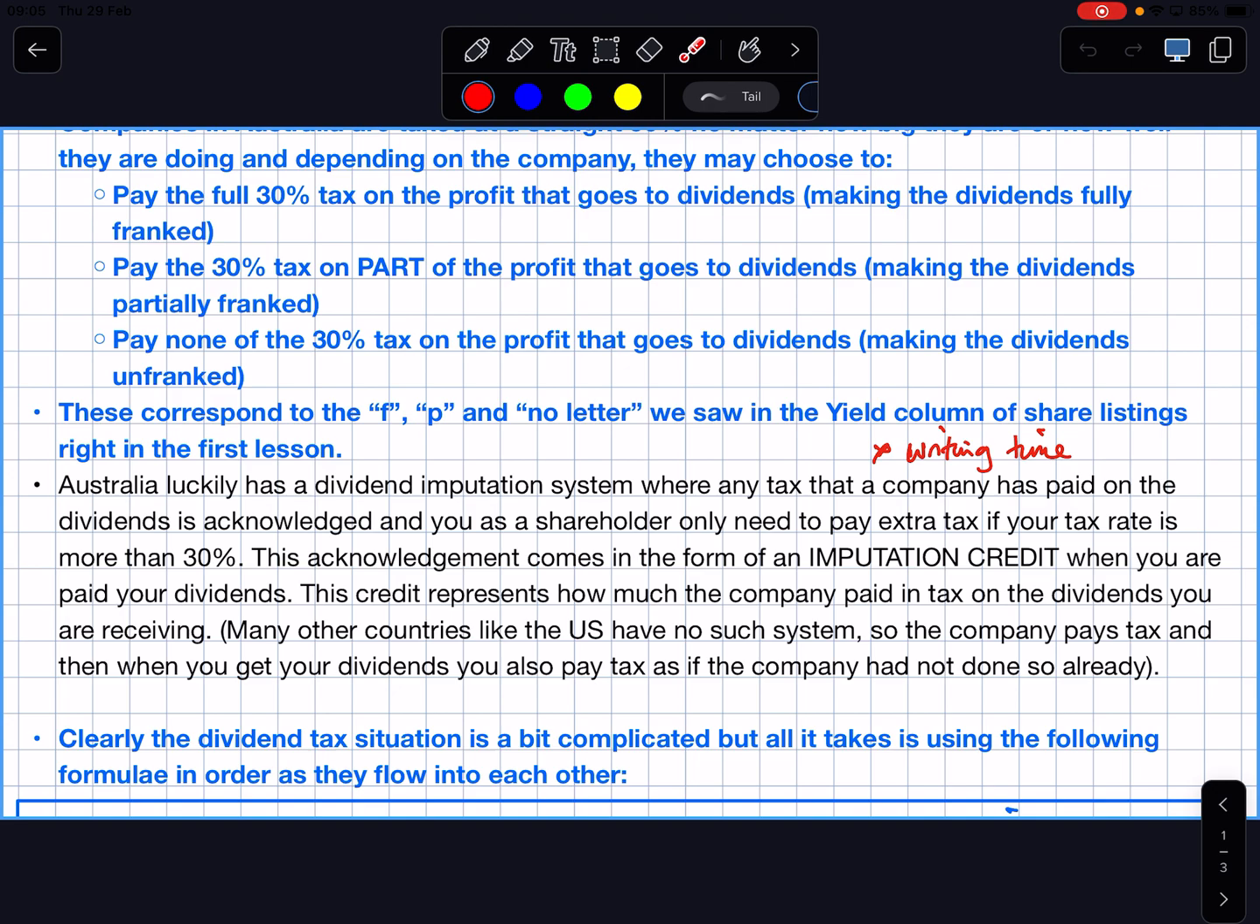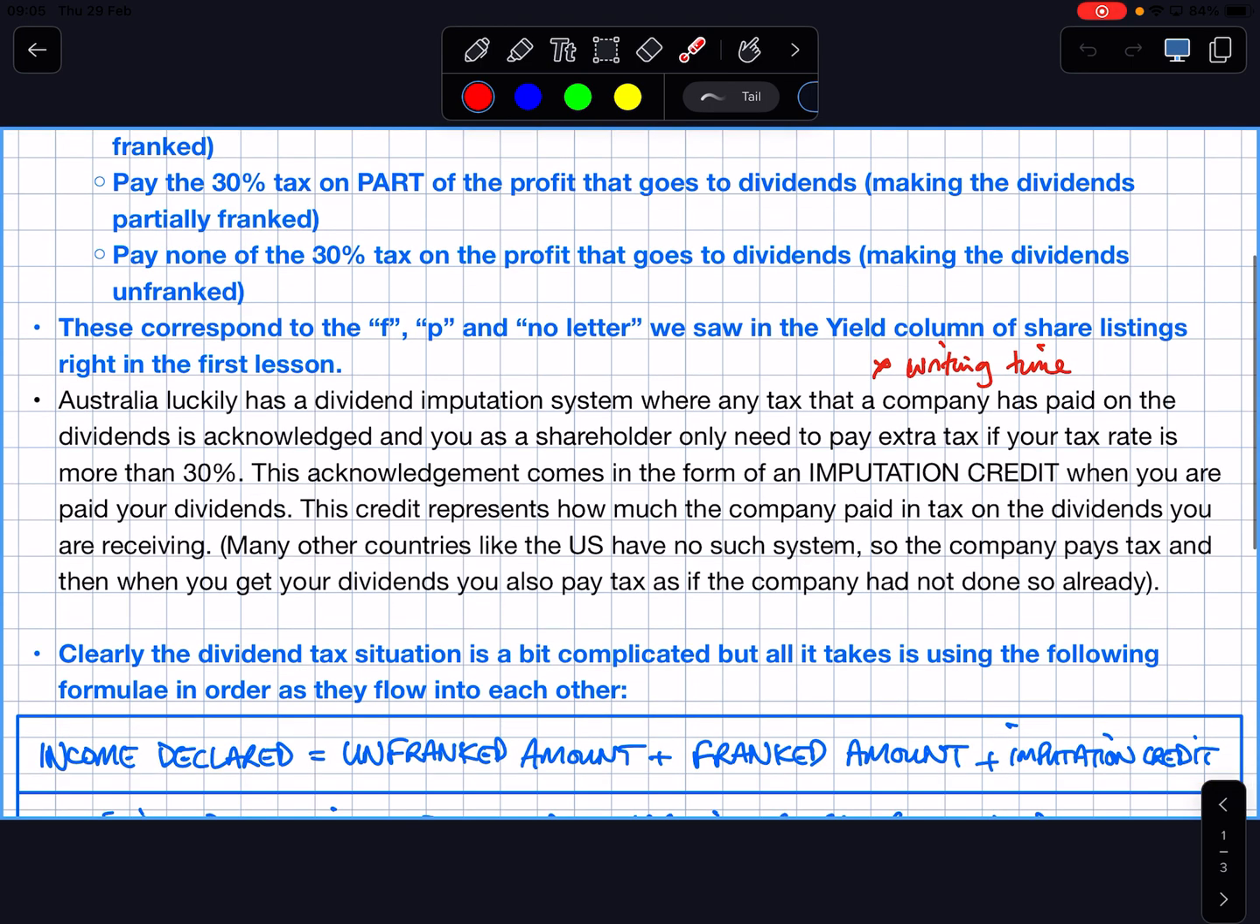when they send you your dividends, they give a little piece of paper that says, oh, we already paid this much tax. So that when you're at tax time, you don't have to pay any extra. You only have to pay what you're owing, okay? So no double taxation in Australia.